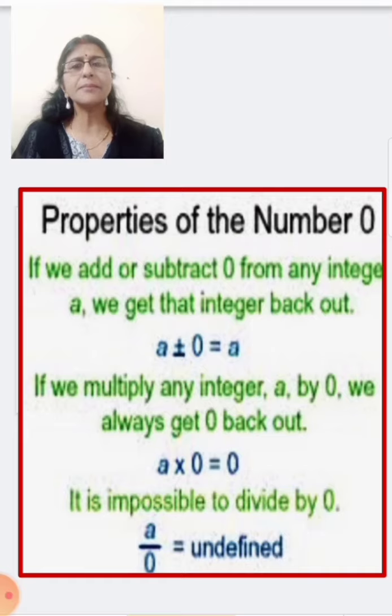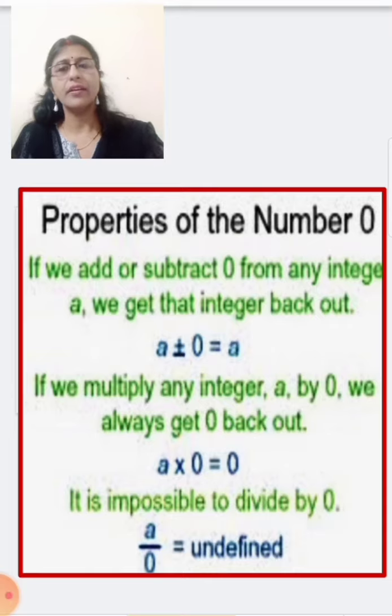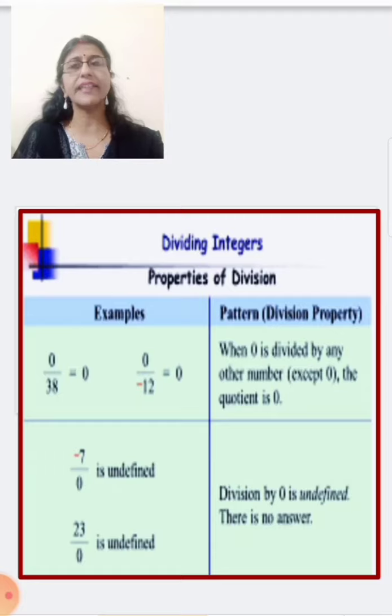But it is impossible to divide by 0. That means if you divide any integer by 0, you will not get any proper answer. The answer will be undefined. So this shows that any integer cannot be divided by 0. Now let us go to the next slide. There is a table here. You can see some examples in it.